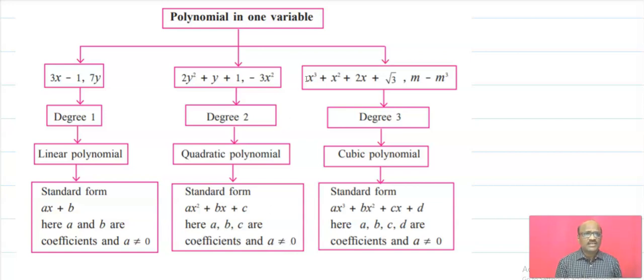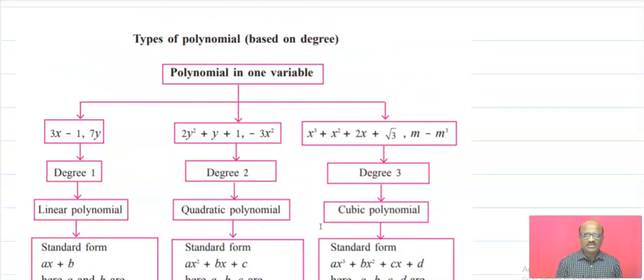Now next, x cube, x raised to 2, 2x plus root 3. And the next polynomial in variable m, m minus m cube. Now here the highest degree is 3. Highest degree of m is 3. Degree is 3. It is called the cubic polynomial. The standard form is ax cube plus bx square plus cx plus d. a, b, c, d are coefficients and a must not be equal to 0.